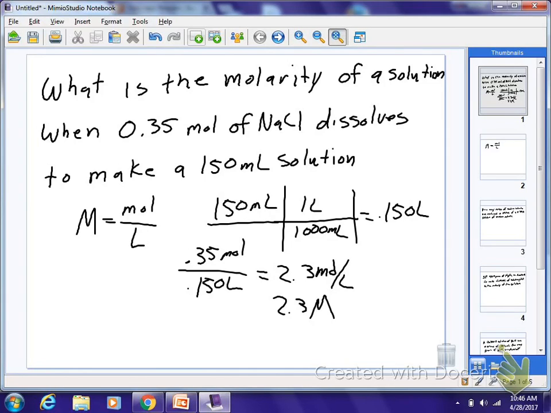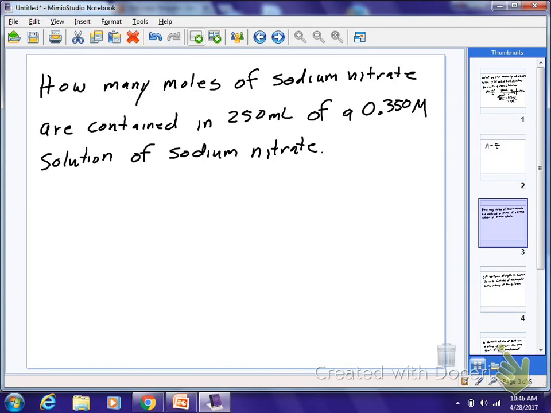Okay, the second question, what you're doing is you're solving for moles. So you've got molarity is equal to moles over liters. So you're solving for moles. Go ahead and see if you can solve for the second one. Finding moles. We need to use molarity. On this one, you multiply both sides by liters. So molarity times liters gives you moles.